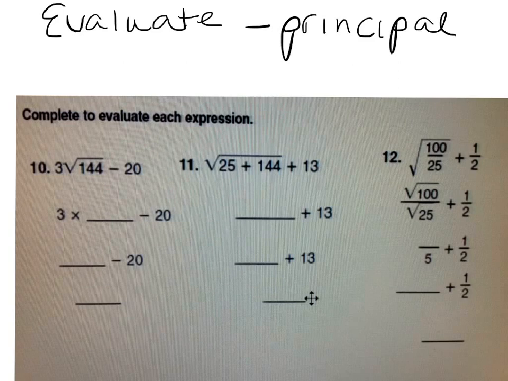And then square roots work just like exponents in the order of operations. So you can think of a square root with an exponent. So you would do parentheses first and then the square root. So let's do some examples.